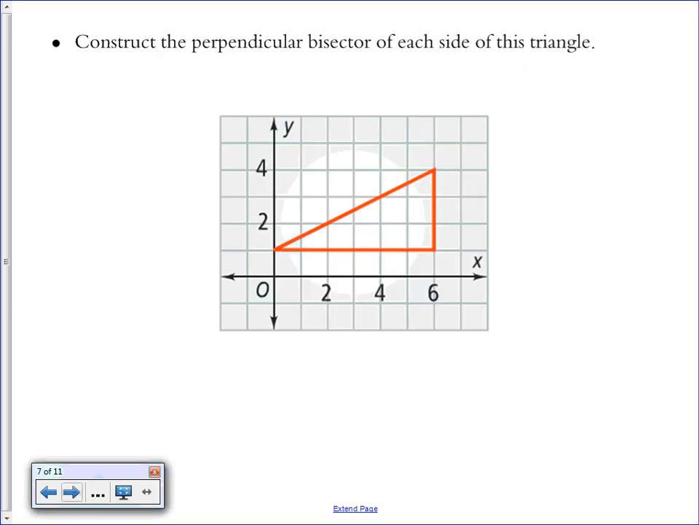The reason this is going to matter is because when we put perpendicular bisectors on a triangle, you should see a special property that involves concurrency.